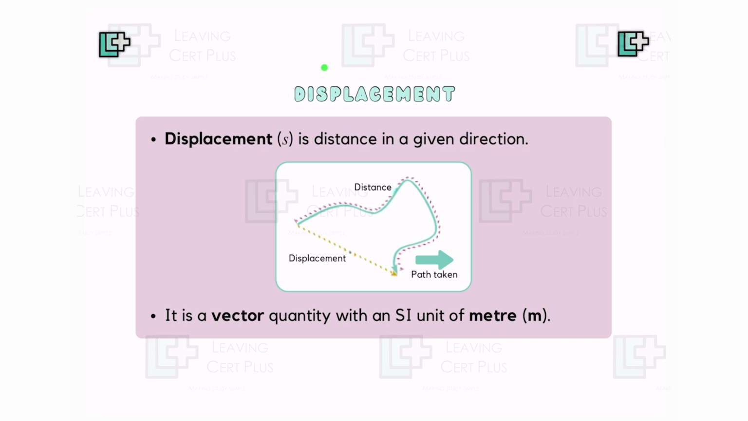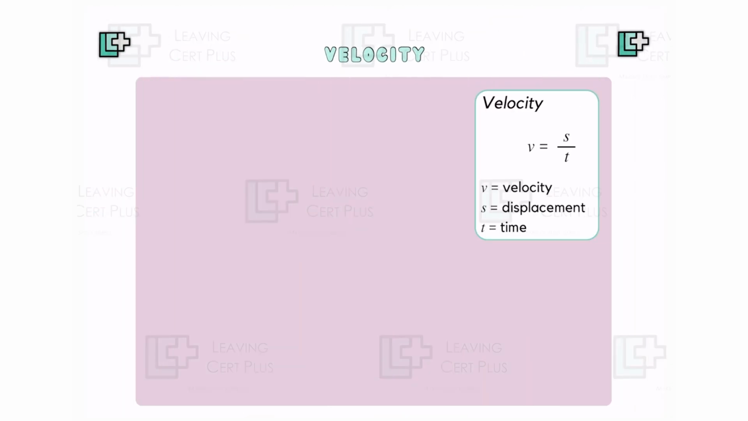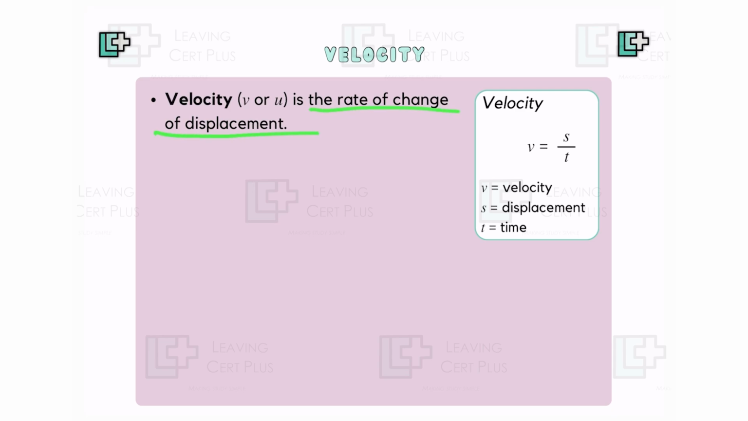Now, let's take a look at what happens when we take displacement and combine it with time. We're going to introduce a quantity called velocity. So velocity is defined as the rate of change of displacement. So if displacement changes, depending on how quickly it changes, we can talk about the velocity of an object. We're going to add the relationship between displacement and time to be able to calculate velocity. So velocity equals displacement over time.